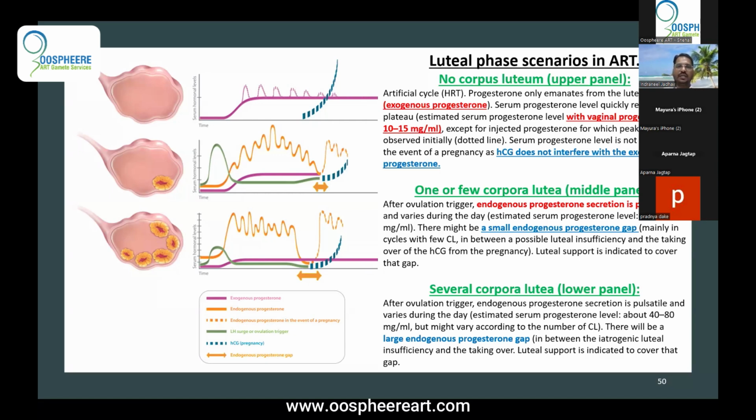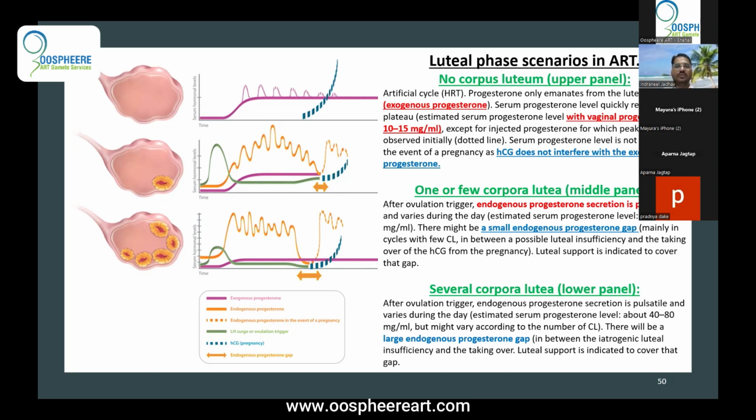But suppose in the second graph, we are actually giving endogenous progesterone in a pulsatile way, in which we are seeing that the progesterone is maintained, but there is a gap between HCG secretion and progesterone which is coming down, and that gap should be covered. Otherwise, a progesterone deficient state may cause abortion or may lead to untoward outcomes or bad obstetric history.